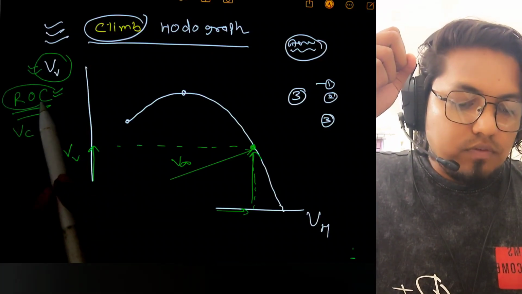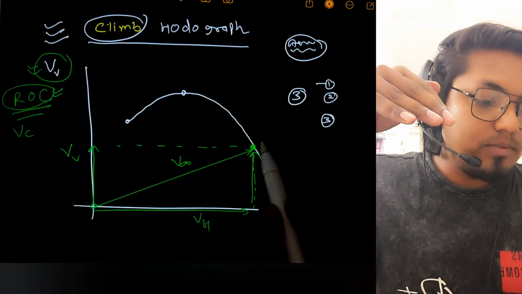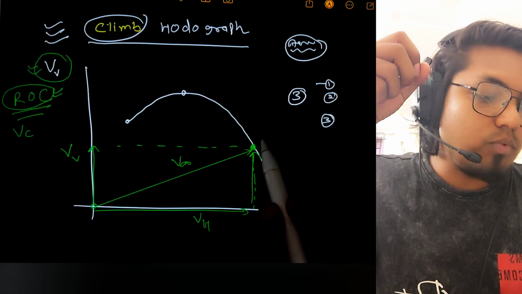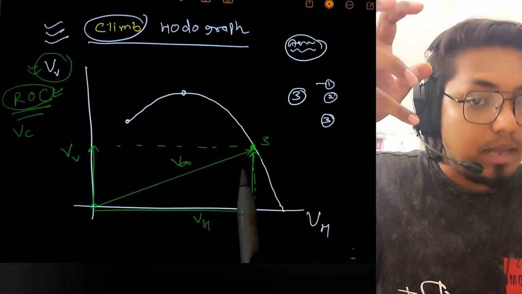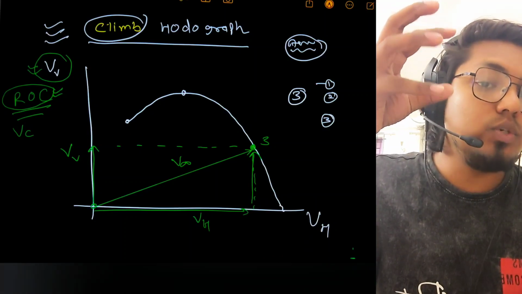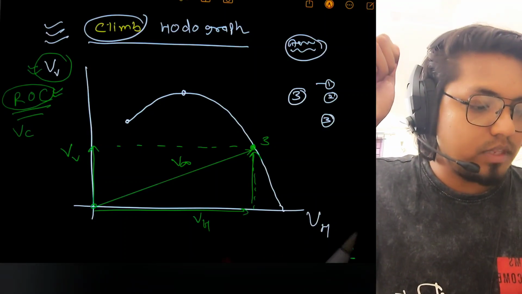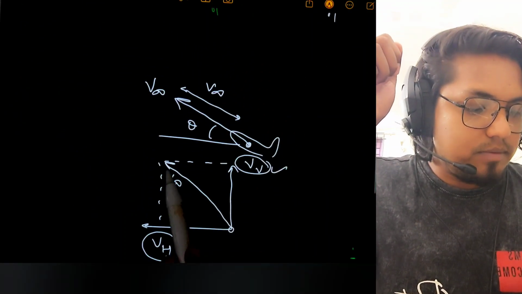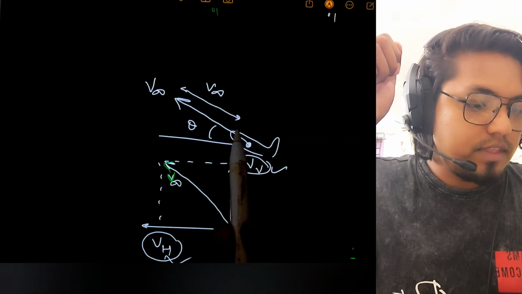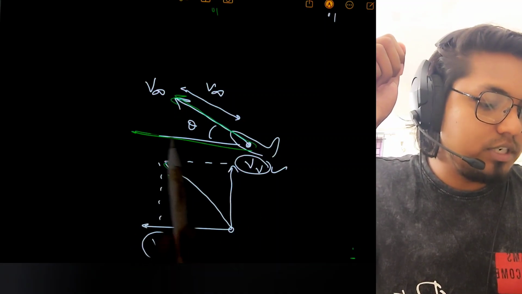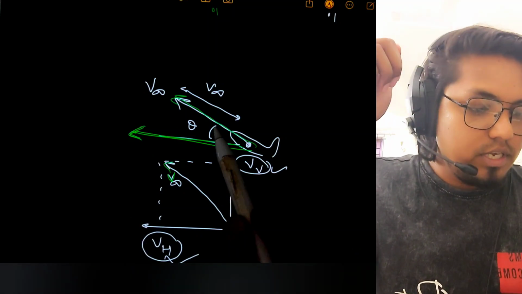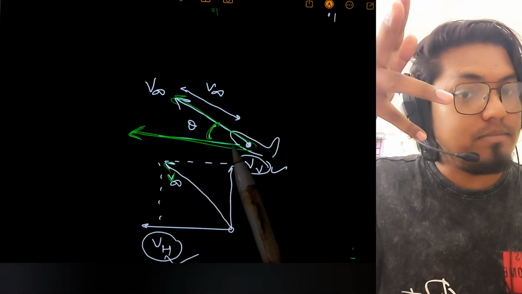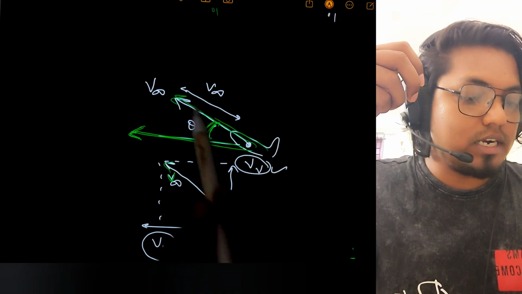Now suppose I'm choosing any random point here, say point 3. What is happening at this point, and what information are we going to get? Also, you see in this diagram V infinity is in this direction and this is my horizontal, and in the horizontal direction I have the horizontal velocity. The angle between them is nothing but the climb angle, meaning at how much angle this aircraft is going forward.